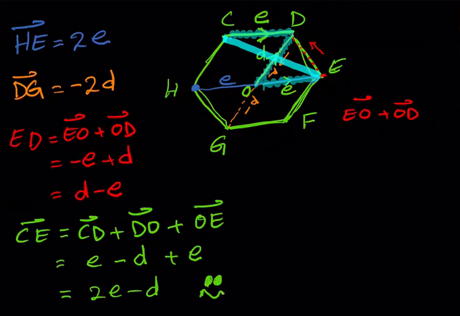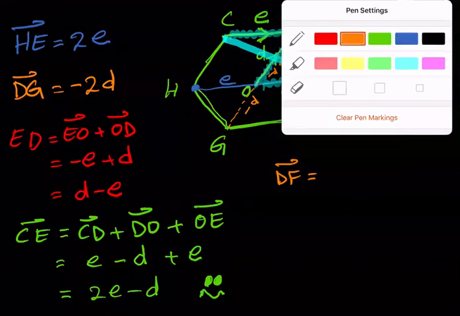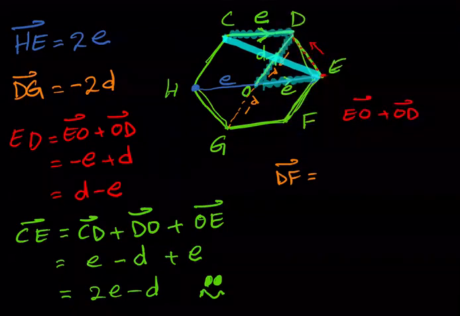And the last one, which color would you like? Orange? You don't answer, guys, I know you. Okay, DF. Where is DF? D and F, it's this one here. For DF, again, we need to use the routes we know. We can't just take this line. So basically, we can do DE plus EF.